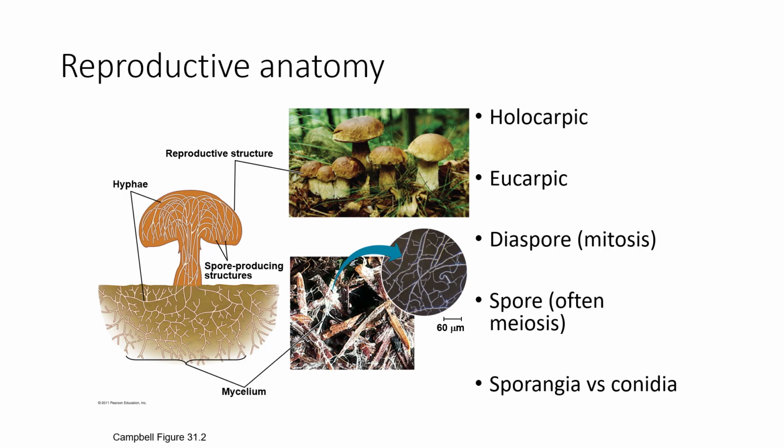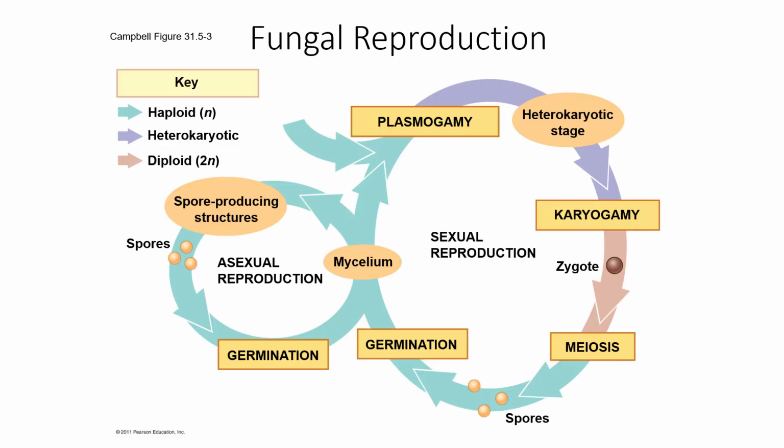Spores themselves are often the products of meiosis. And we can look later at sporangia versus conidia if you want to really get into it for how these fungi reproduce and look at yeasts and stuff. It's kind of interesting. You can really go pretty deep with fungal reproduction. But we're going to look mainly at this phase. We're going to look at a few terms here.